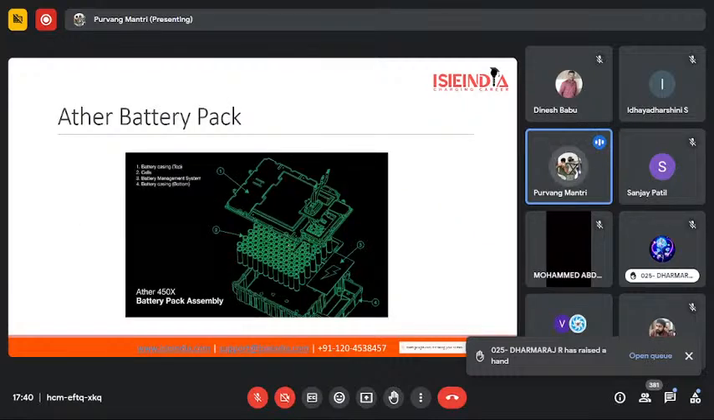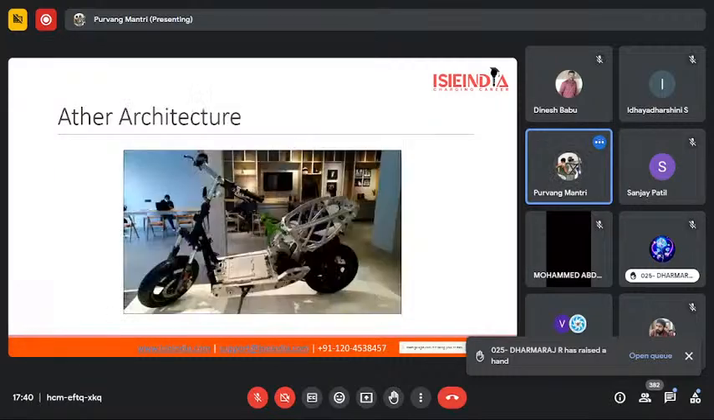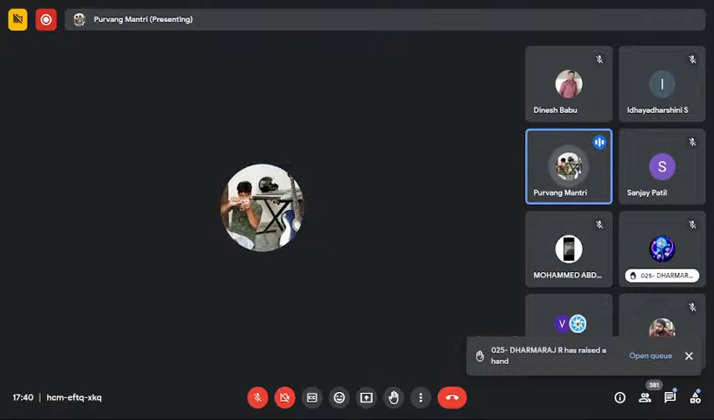So now let's look into battery packs of various manufacturers, starting with Ather's battery pack. You can see in Ather's battery pack, they only use a single battery module, and the cells are housed within the casing, which is made of aluminum. Simultaneously, they are only using a single BMS because the number of cells is easy to handle with just one BMS. In this case, you can see the battery pack is housed in the bottom end of the chassis.